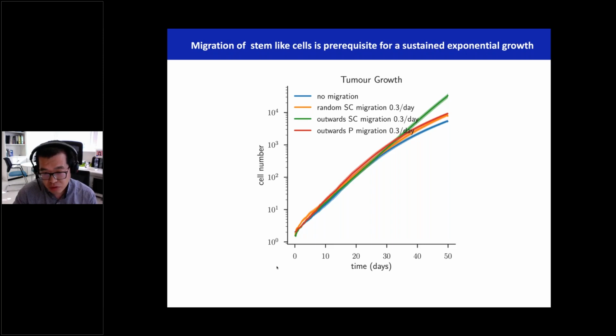But if you consider the stem cell and non-stem cell compartments, it's actually quite difficult for the tumor to grow exponentially. She tried to fit that in a modeling way, and the only scenario she found in which the tumor can grow exponentially is to let the stem cells migrate toward the outside. That's the only way the tumor growth can fit what we have seen. All other ways, you cannot achieve an optimal exponential growth in her testing.